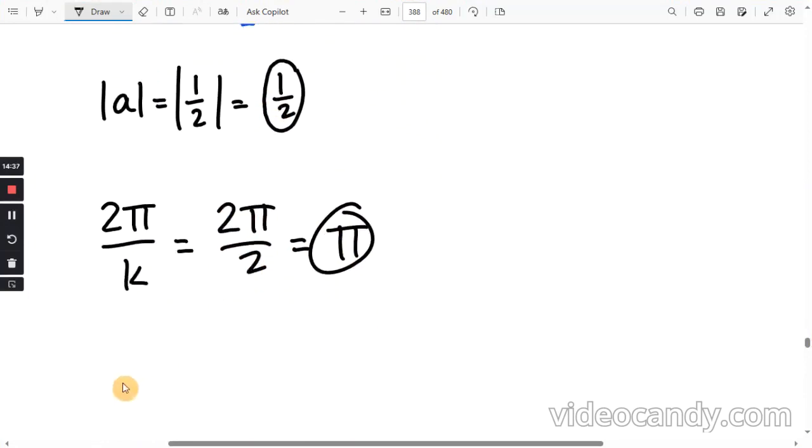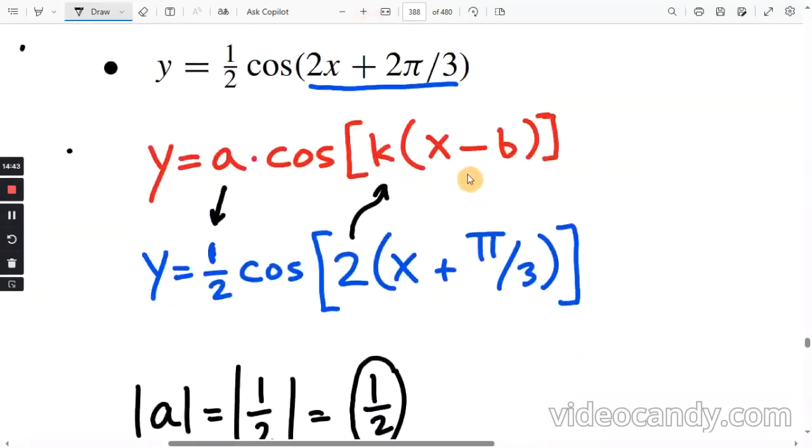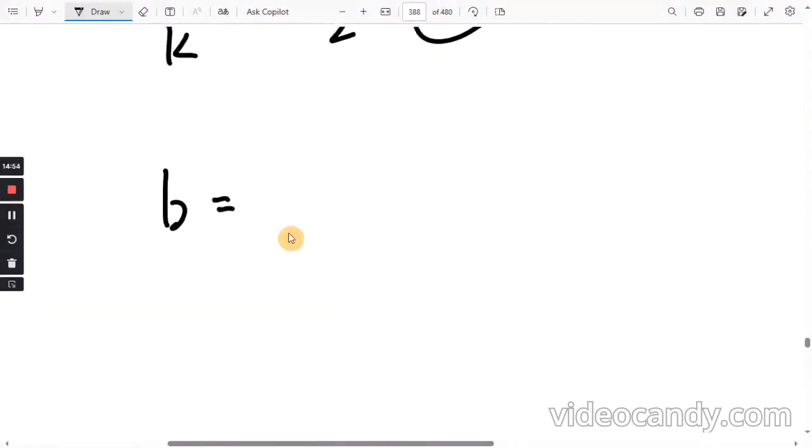Finally, the phase shift, B. We can see that negative B is positive pi over 3. So that means B is going to be negative pi over 3. Remember to change the plus minus sign. So B is just negative pi over 3.